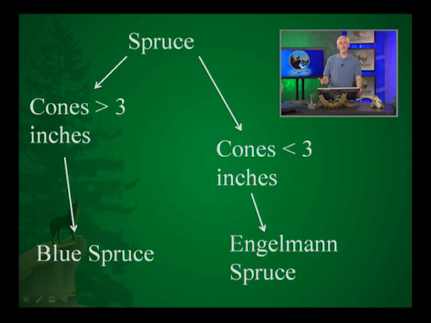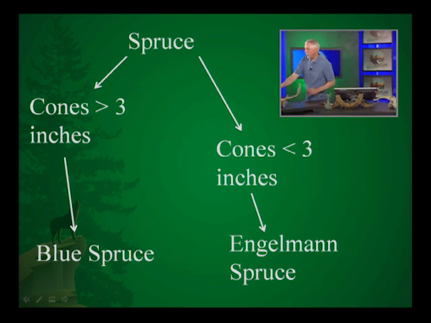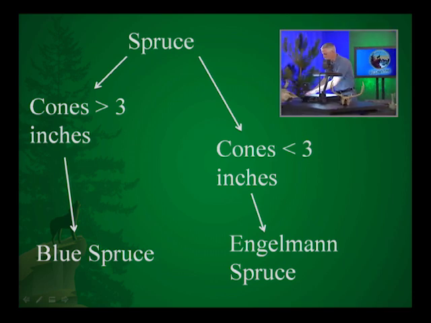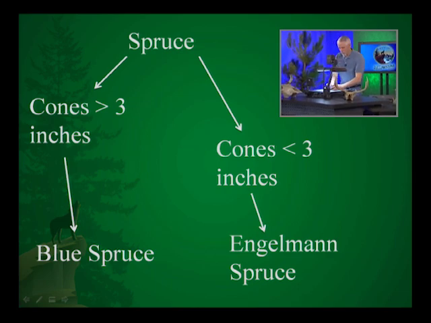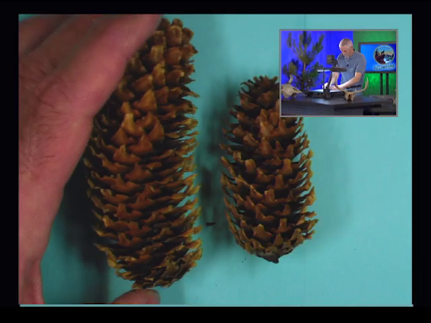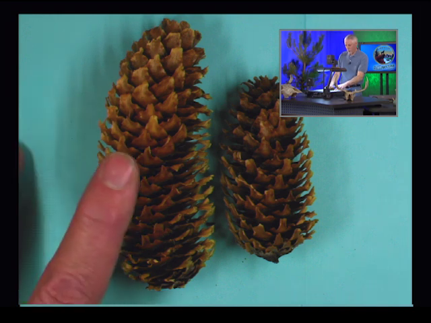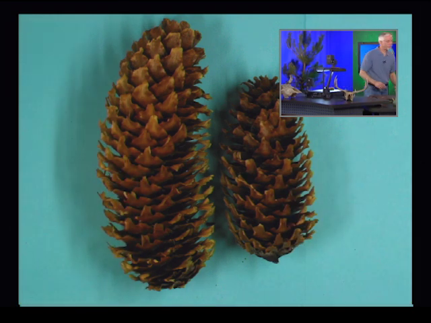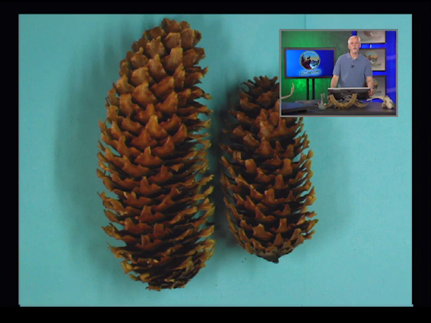Spruces, if the cone is greater than 3 inches, it's a blue spruce. And if the cone is less than 3 inches, it will be an Engelmann spruce. And I actually have some of the blue spruce and Engelmann cones here, so you can take a look at the size difference here. So again, there's quite a difference in size between the blue spruce and the Engelmann spruce. And we tend to find the spruces along the canyons, all through the ecosystem, but especially in the Yellowstone ecosystem.